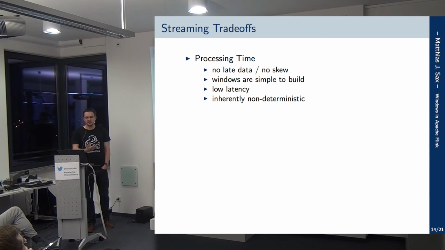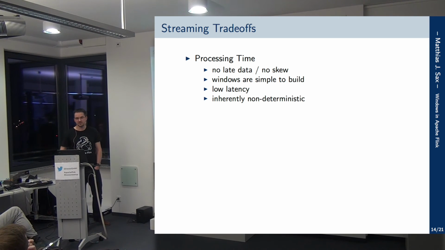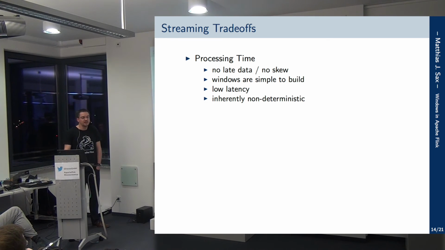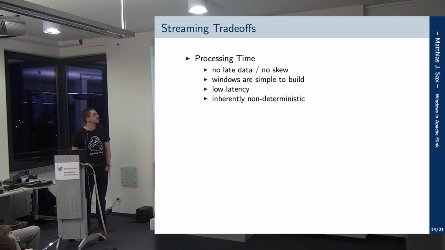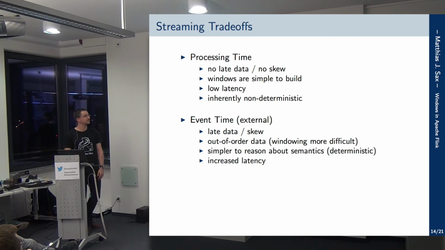But the problem is this approach is inherently non-deterministic because of these out-of-order tuples, of course. Because I just consume how it comes in, and if I have delay in the network, then I produce a different result as if I don't have a delay in the network. And so if you rerun a job on the same data, even if you read from a file for test cases, you can hardly reproduce the result.